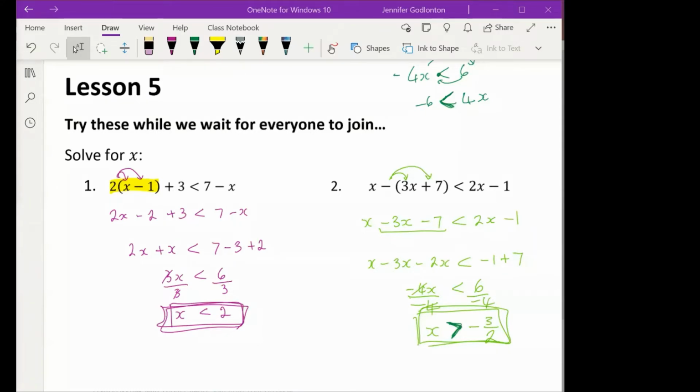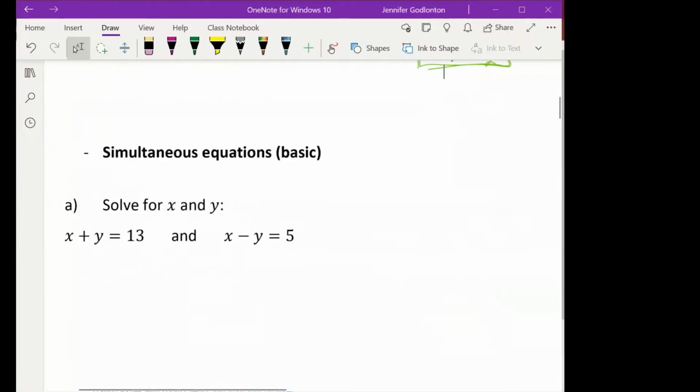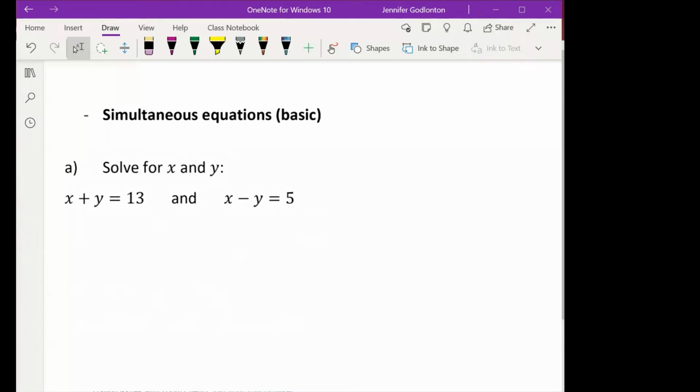Okay. Today, we are going to be focusing on simultaneous equations. So this is what we're going to be focusing on. And today, we're literally just going to do super basic ones just to get our method correct. And then in our lesson on Thursday, we're going to try ones that are a little bit trickier.